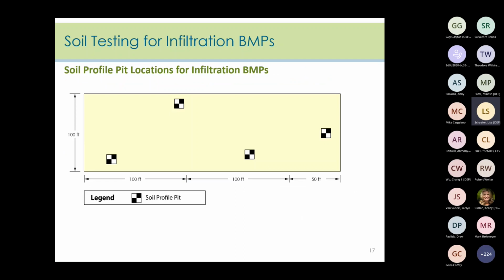So this is an example of the soil profile pits for an infiltration BMP with a bottom or infiltration area measuring 100 feet by 250 feet. So for our 25,000 square foot infiltration basin, we need 2 profile pits for the first 10,000 square feet, plus 1 for the additional 10,000 square feet in the middle section, okay, plus 1 more for that extra 5,000 square feet on the right end.